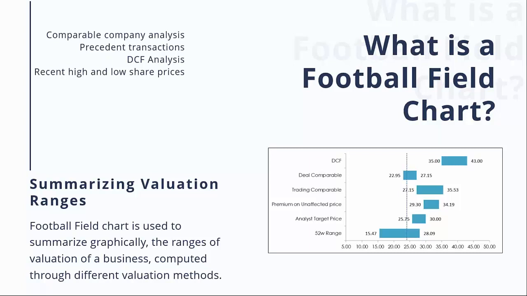So first is comparable company analysis. Second is certain precedent transactions technique. The third one and the most famous one is the DCF analysis. We all know what a discounted cash flow is. So DCF computes a valuation for a company. And then there might be certain recent high and low share prices if it's a public company that we are analyzing. All right. So all these techniques clubbed together compute various different valuation ranges. And when we present those valuation ranges in a chart, that becomes our football field chart. All right. Hope that is clear.